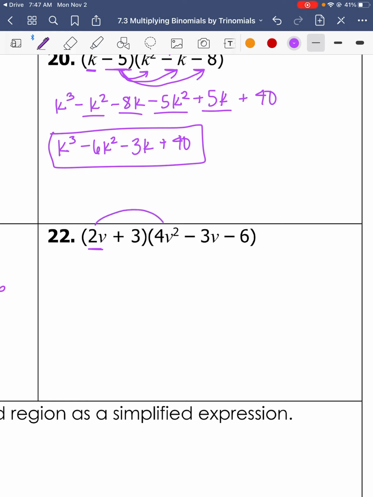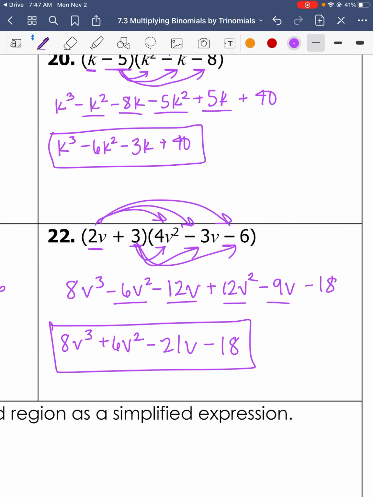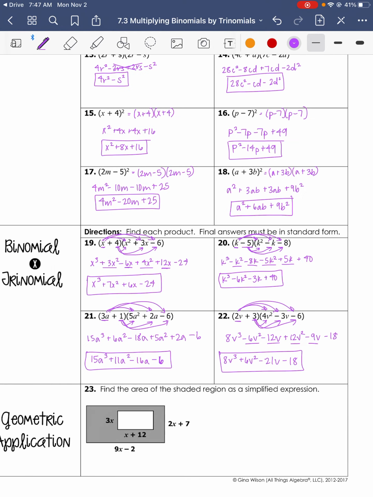Okay, last one here. Let's look at this 2v first. 2v times 4v squared is 8v cubed. 2v times negative 3v is negative 6v squared. 2v times negative 6 is negative 12v. Then 3 times 4v squared is plus 12v squared. 3 times negative 3v is negative 9v. 3 times negative 6, negative 18. Then we have 8v cubed, negative 6 and positive 12 is positive 6v squared, negative 12, negative 9, negative 21v minus 18. And there is the last example there.